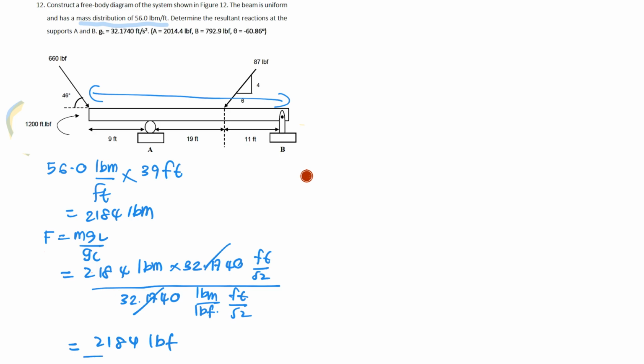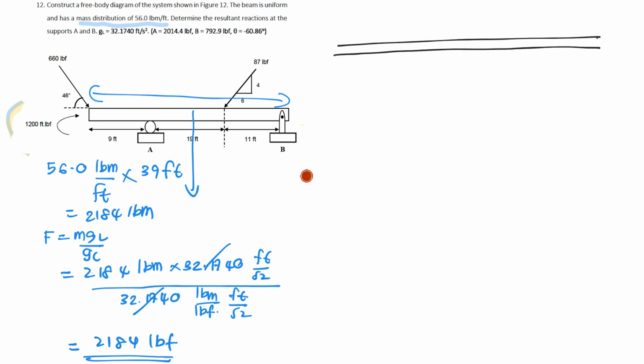Where is the direction for the 2184? It is going to be at the center. Always take note, it is always at the center of mass. So let's start with the FBD, the free body diagram. Draw the FBD and include all the forces.